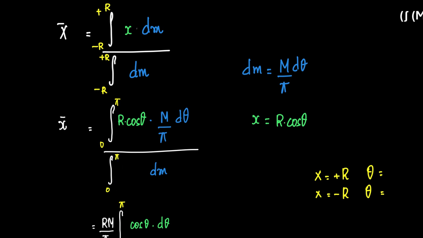So, substituting x equal to r cos theta and dm equal to M by pi into d theta. Now how does the limit vary? Minus r to plus r will vary from theta equal to 0 to theta equal to pi. So instead of minus r we have 0, instead of plus r we have pi. dm now becomes d theta, right? I hope that makes sense. Actually, it's the variable x that is converted to d theta. Now, what is x? x is r cos theta into M by pi d theta.